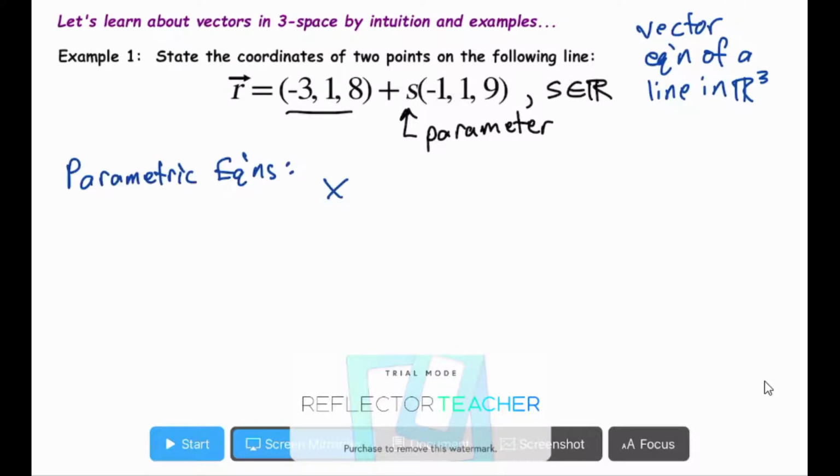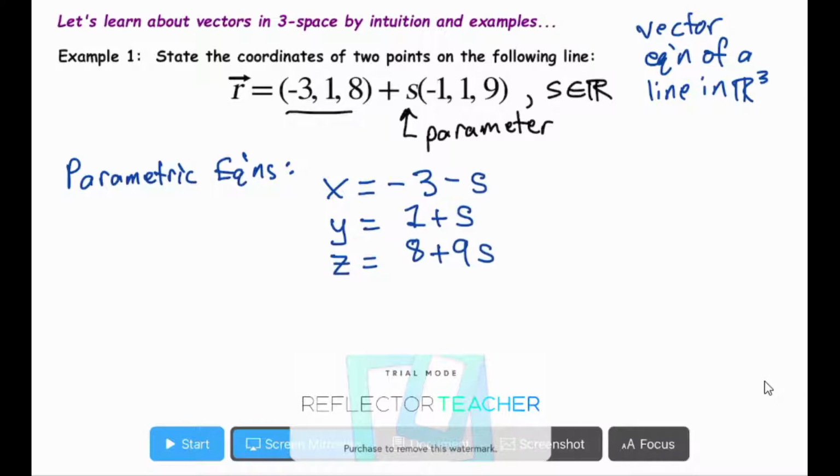So x is equal to -3 minus 1s, so just minus s. y is equal to 1 plus s. And z is equal to 8 plus 9s. And I'll try to make sure my s's look like s's and not 5s. Just make sure you're also listening to what I say so we can be clear.